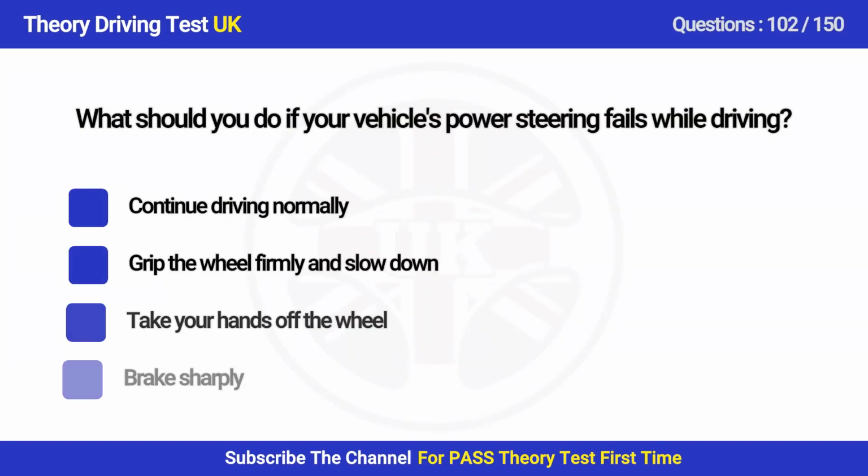Question 102. What should you do if your vehicle's power steering fails while driving? A. Continue driving normally. B. Grip the wheel firmly and slow down. C. Take your hands off the wheel. D. Brake sharply.